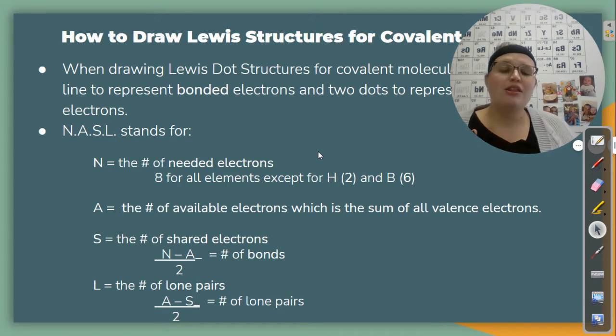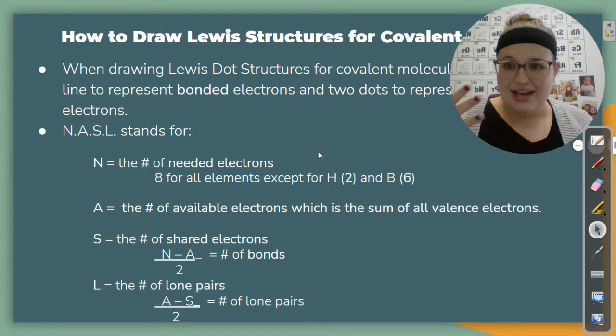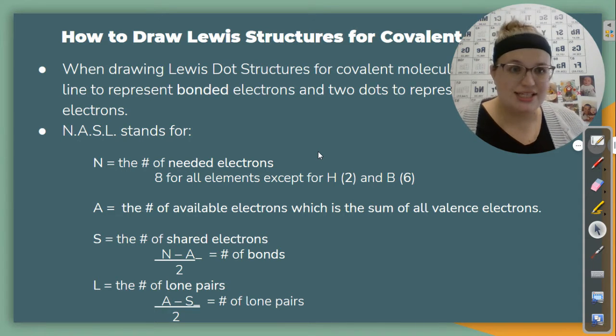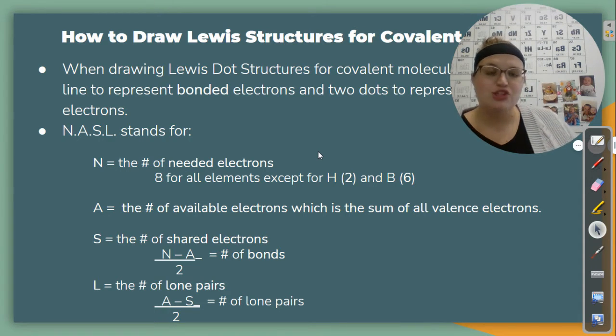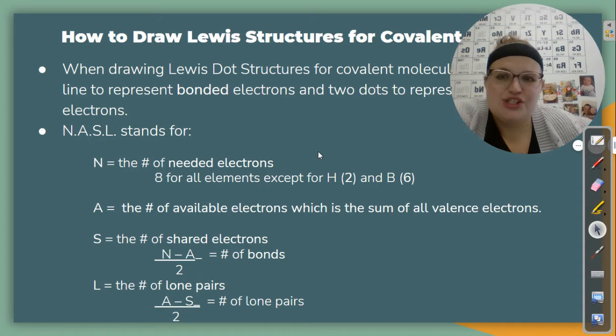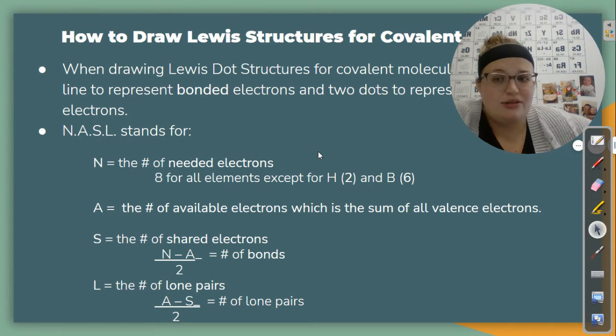So when we draw Lewis structures for covalent compounds, we can do it using NASL. NASL stands for needed, available, shared, and lone pairs. It's going to help you determine how to draw your shapes. So we're going to draw lines to depict your shared or bonded electrons, and 2 dots to represent your lone pairs. And you can check these by counting your octets, and we'll learn how to do this together.